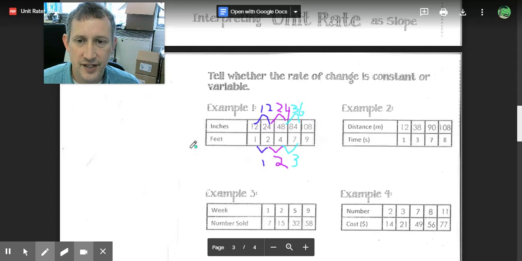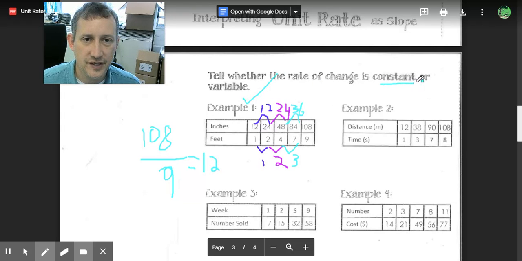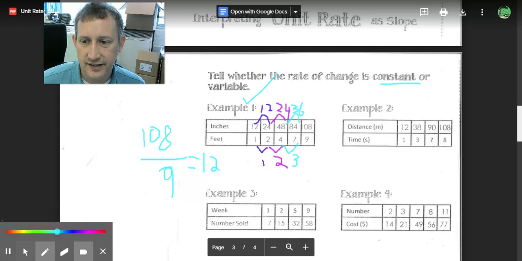What's 108 divided by 9? Could it be 12? And yes, it is. That equals 12. So this one's consistent. Boom. We got a consistent rate of change. All right, now let's look at this one here.